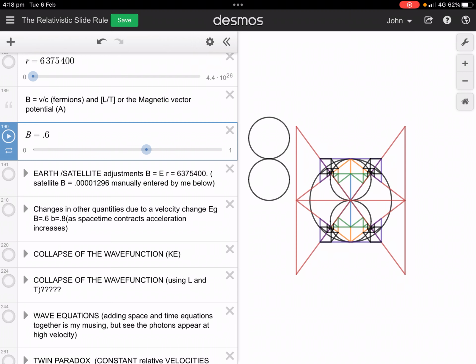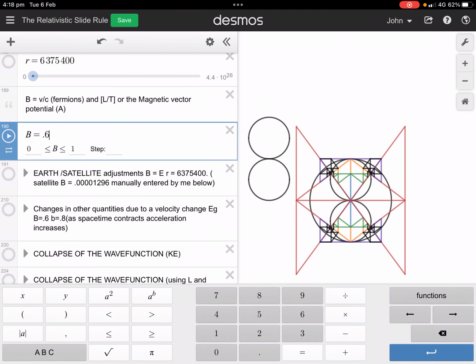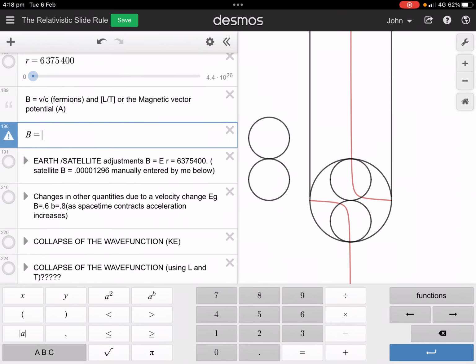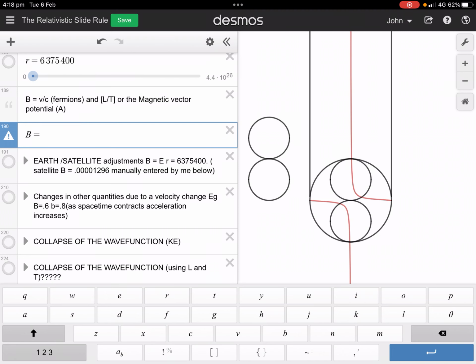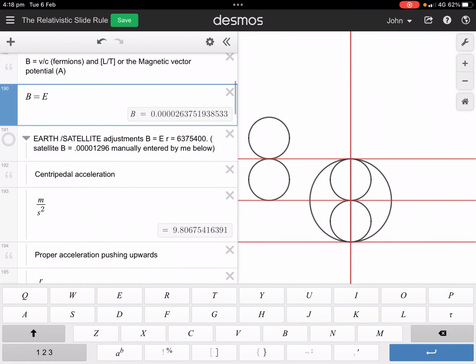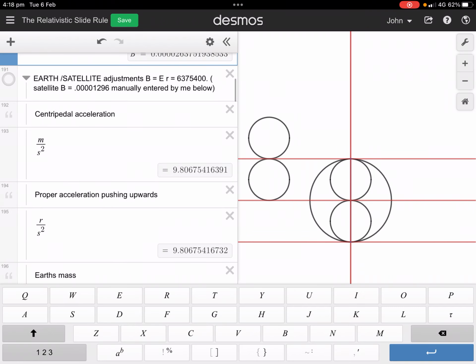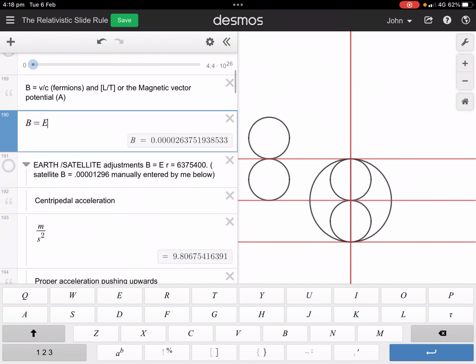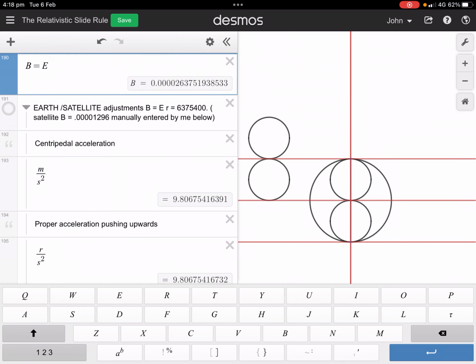So first of all, for Earth, I'm going to put in a very small b value, which turns out to be to do with the orbital velocity, which I'll explain down the bottom. So there's going to be another b value for the satellite because it's in a different place. So we've got two b values.